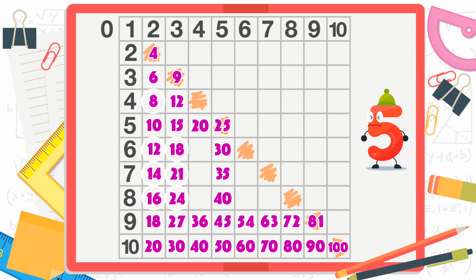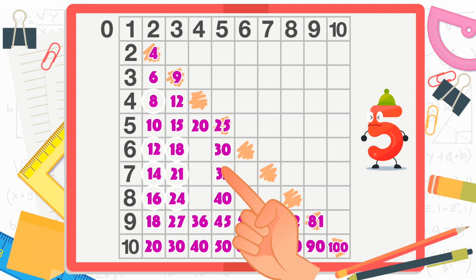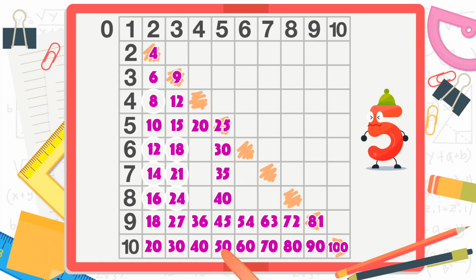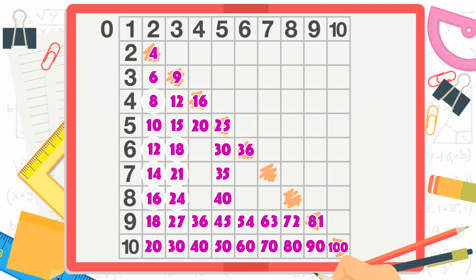Look, when multiplied by 5, the numbers always end either on a 0 or a 5. They alternate 5, 10, 15, 20, 25, 30, 35, 40, 45, 50. Multiplying by 5 is really easy. So, look, we have already learned almost everything. Now we will fill all of the squares. Just write them down. 4 times 4 equals 16. 6 times 6, 36. 7 times 7, 49. And 8 times 8, 64.